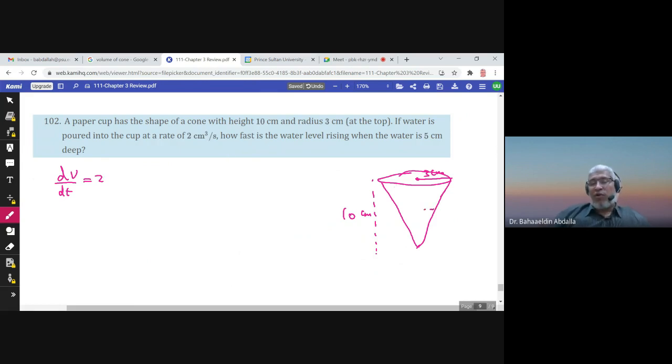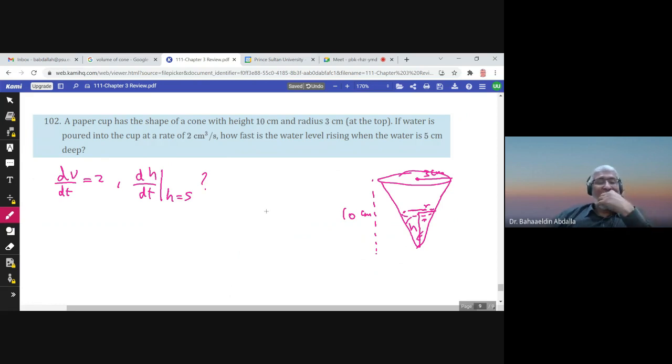So the water, for example, reached somewhere here, okay? This is the water. This is the height of the water, and this is the radius of the water. Well, how fast is the water level rising? So he's asking about dh by dt, this h, when the water is 5 centimeter deep, so when the height is 5 centimeter, that's the question.